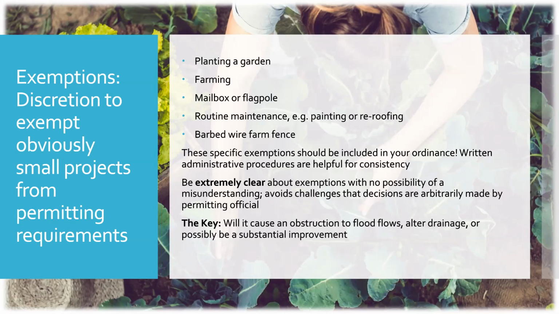So be very clear about what the exemptions are. You don't want anyone to think that you're just arbitrarily requiring permits for some things but not other things. You want to be extremely clear about that. So you can put it in your ordinance, or you can put it in written administrative procedures. They don't have to be formally adopted, but they're really helpful for avoiding these smaller permits that don't need to be in there.